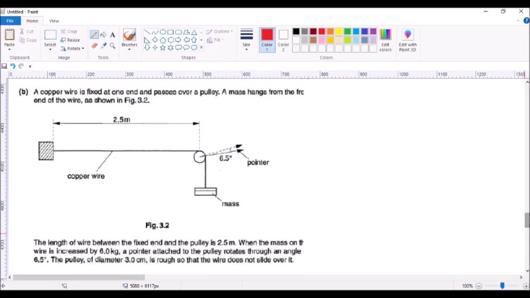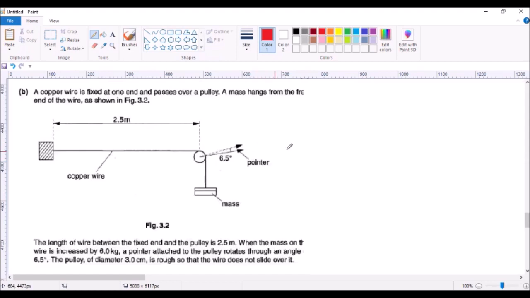The pointer, what's the pointer for? Yes, the pointer is for measuring the angle. As the wire extends, the pulley turns, so an angle is formed. Oh, okay, I see.